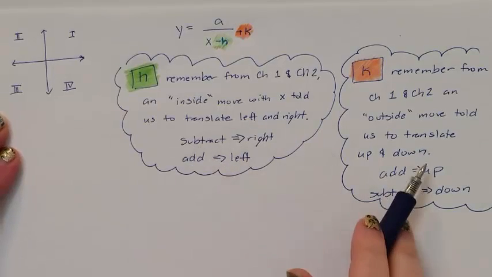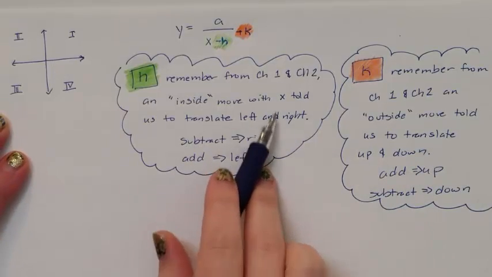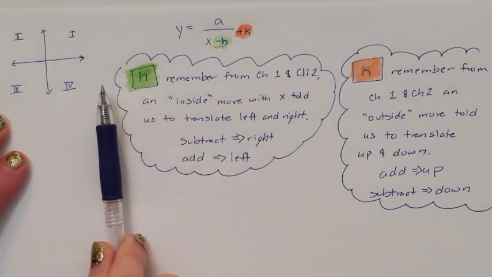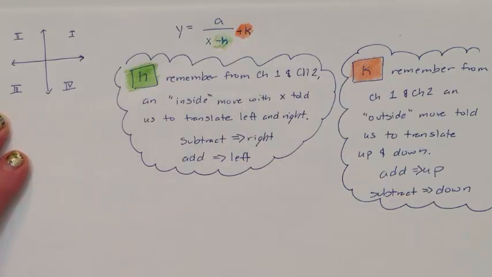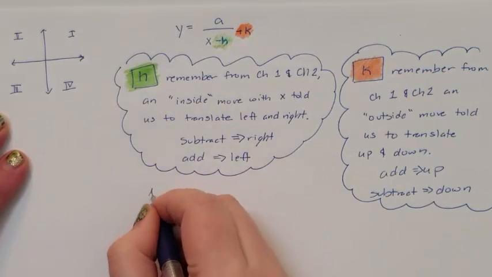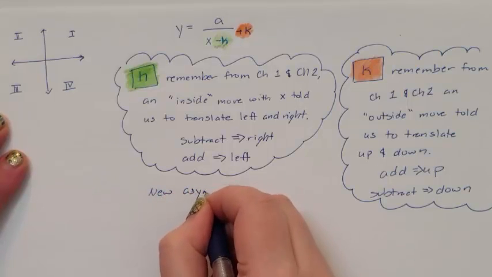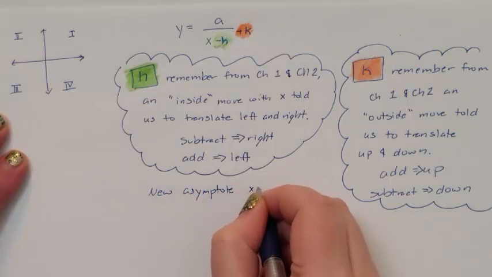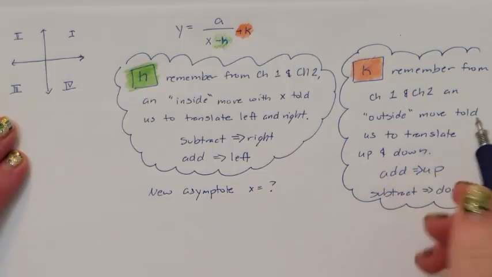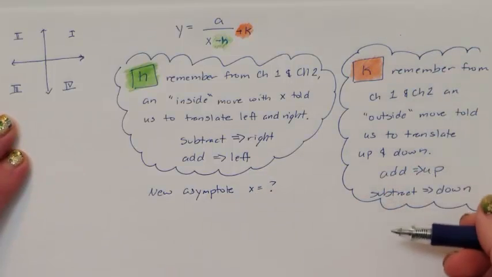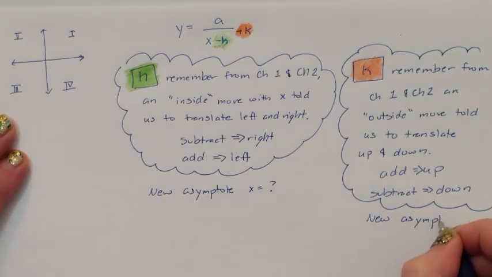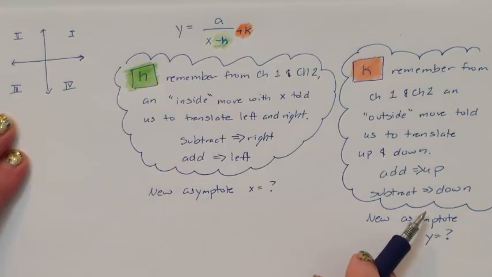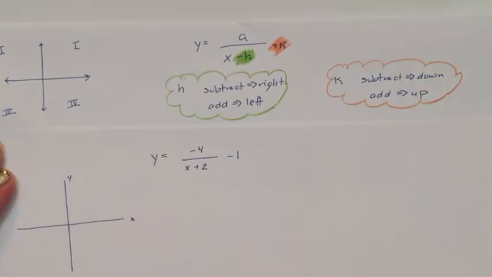Now there's something new that we need to remember with these h and k's. If you are translating and moving to the left or the right, that means that our left and right x equals asymptote is changing. So h gives us a new asymptote, and it's always an x equals something asymptote. And our k is moving up and down, which means we have a new y equals asymptote. So you need to watch out for your h and k's because they're going to be moving our graph to the left and to the right.